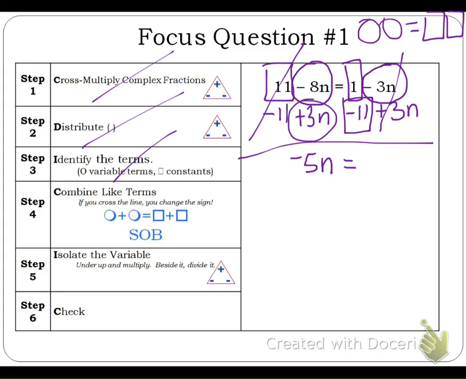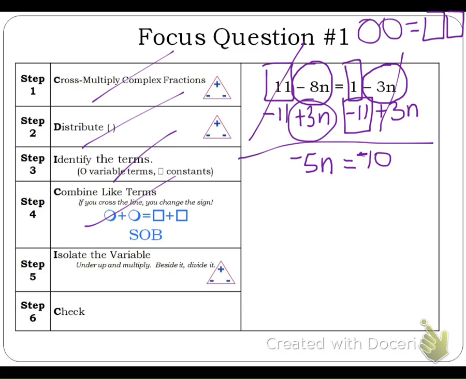Now I need to combine the 1 with the negative 11. Those are opposite signs, so I have to subtract. 11 minus 1 is 10, but the bigger sign wins again. So don't forget the b, and bigger sign wins. It's a negative 10. So I've finished combining my like terms.